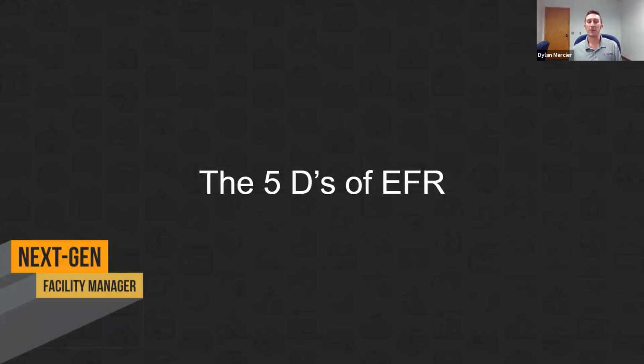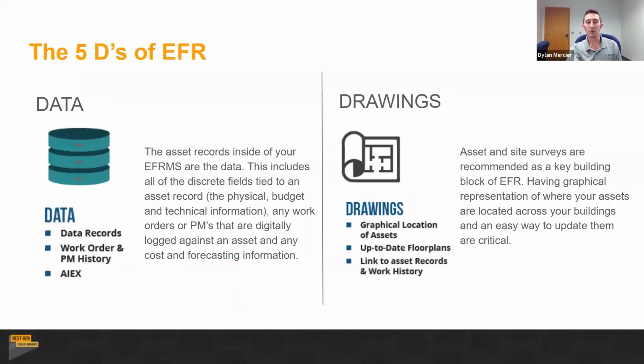So, the 5 Ds of EFR. We're going to go through each of them. The 1 through 4 kind of boils into number 5, and all of them together will help you run a leaner, more efficient facility. The first one is data.